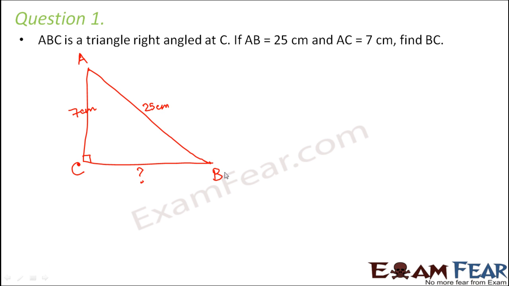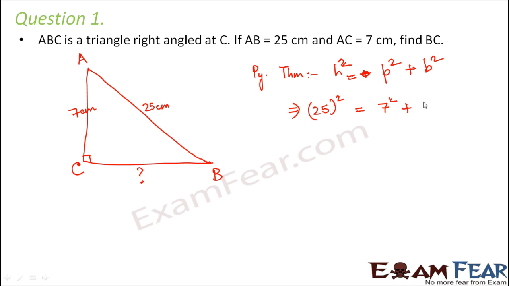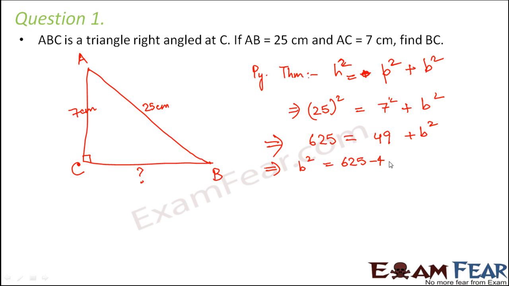So which is the hypotenuse? AB is the hypotenuse. So as per Pythagoras theorem, what do we know? We know hypotenuse square is equal to perpendicular square plus base square. So what is hypotenuse? Here hypotenuse is 25. So 25 square is equal to 7 square plus base square. Base is something that we need to find out. So 25 square would be 625. 7 into 7 would be 49 plus b square. Therefore, b square would be equal to 625 minus 49, which is equal to 576.